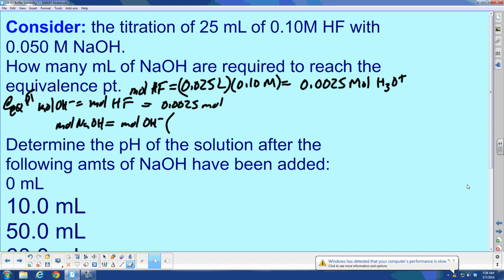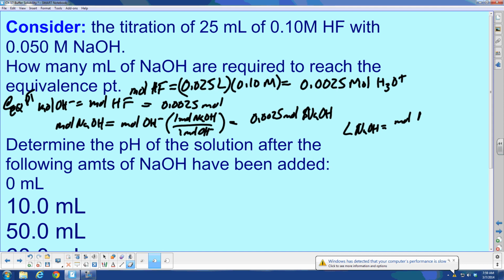what's my mole ratio in sodium hydroxide? Well, it's 1 mole of sodium hydroxide per 1 mole of hydroxide. Yeah, that's pretty easy. So this is equal to what? 0.0025 moles of sodium hydroxide. Now, I can get liters of sodium hydroxide, which will be equal to my moles of sodium hydroxide per the concentration of my sodium hydroxide.